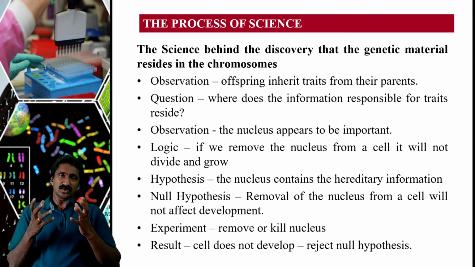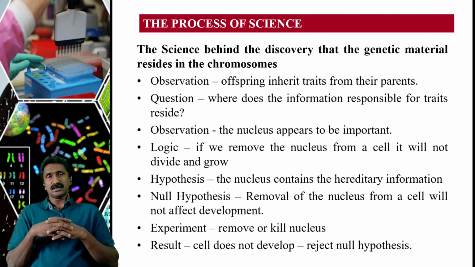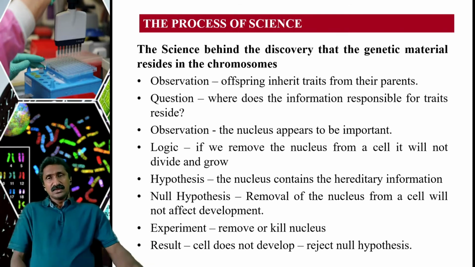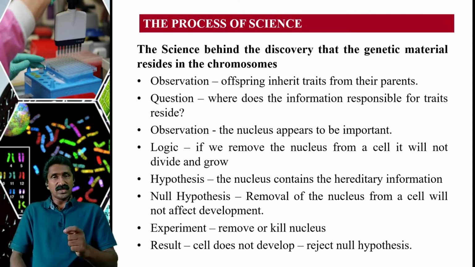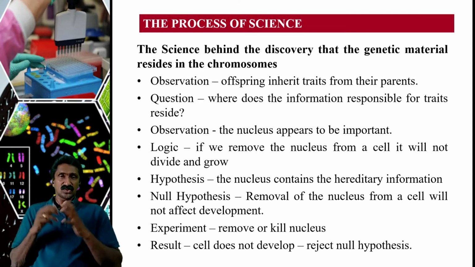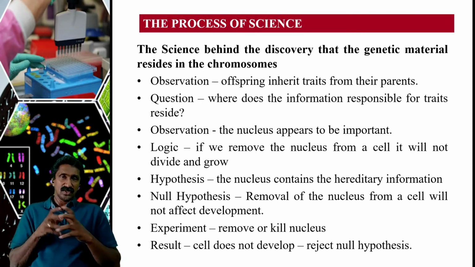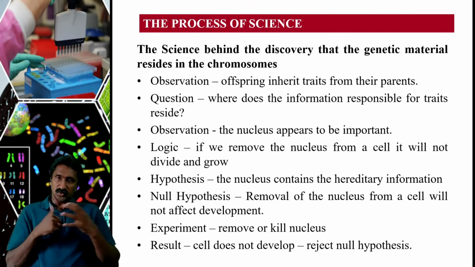So what is responsible for these traits? We have a logic that is next generated: if we remove the nucleus from the cell, will it not divide and grow? That is a logic that needs to be tested. So based on the previous observations, to answer the questions, we created a logic, which you call a hypothesis: the nucleus contains hereditary information. That is a hypothesis, which can be proven or disproven.